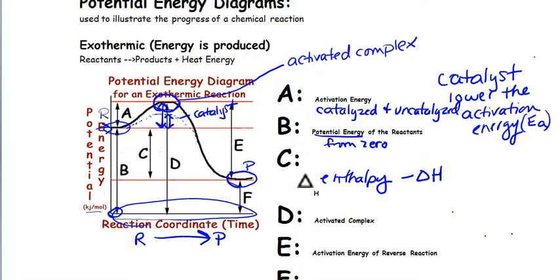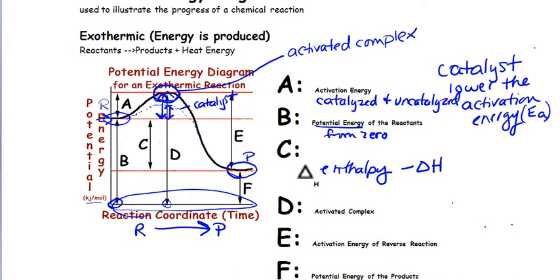And then the letter D is showing you your activated complex, so from 0 all the way up to your peak. So that's your activated complex, the potential energy that's required for the reaction to go. E, so from your products up to your activated complex. E is the activation energy then of the reverse reaction.